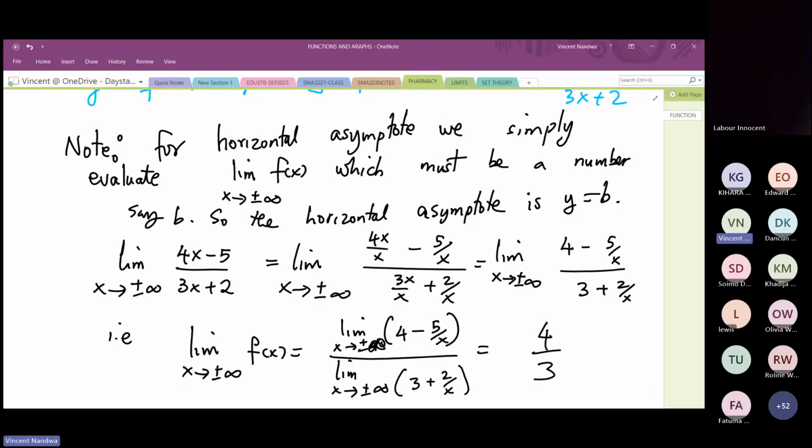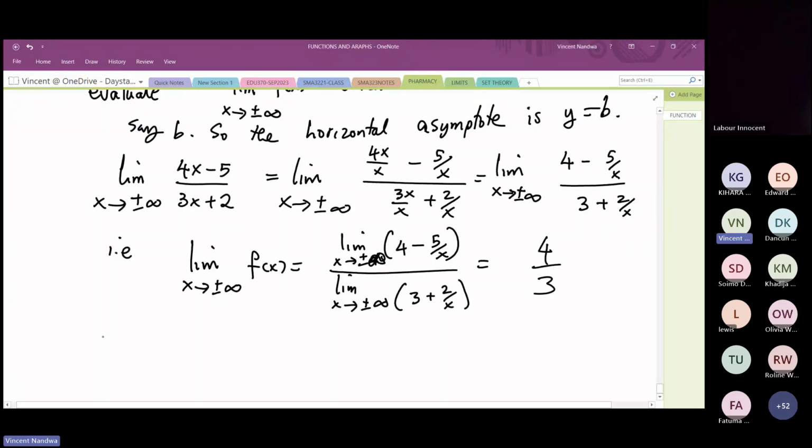Are you able to see where the 4 over 3 is coming from? If you work out the whole step. Yes. Good. So therefore, the horizontal asymptote is y equals 4 over 3.